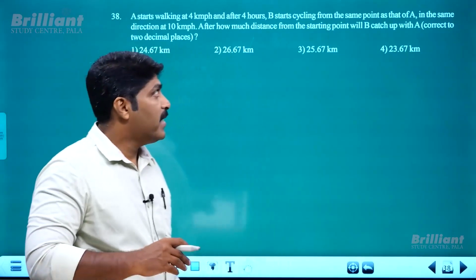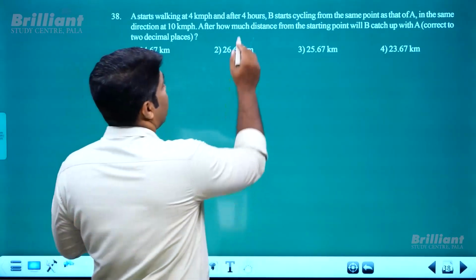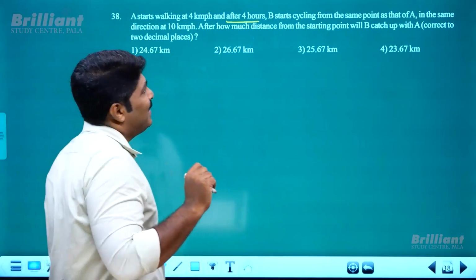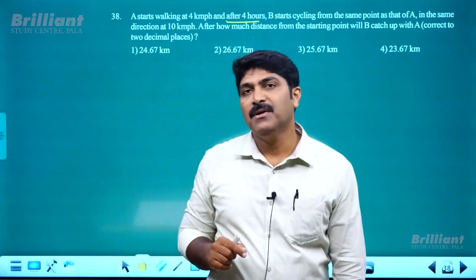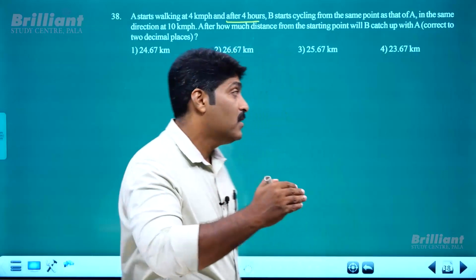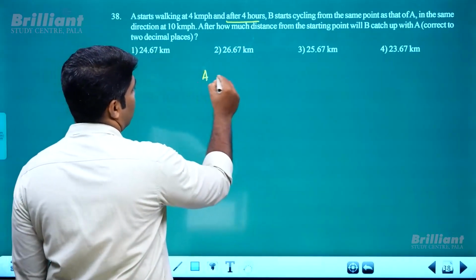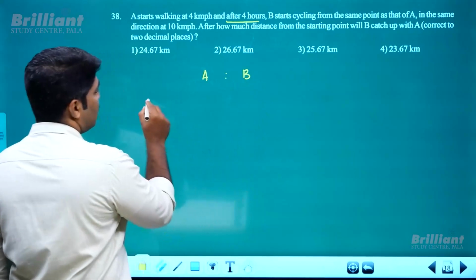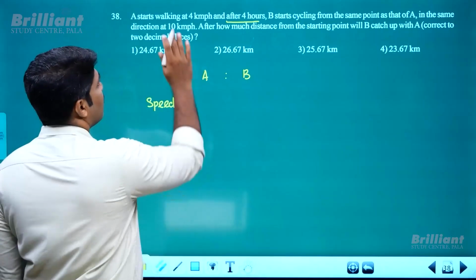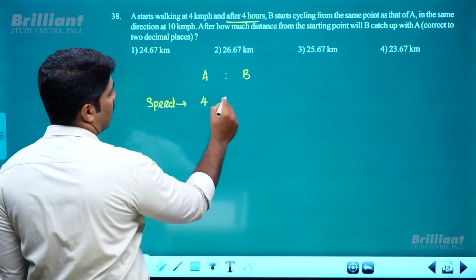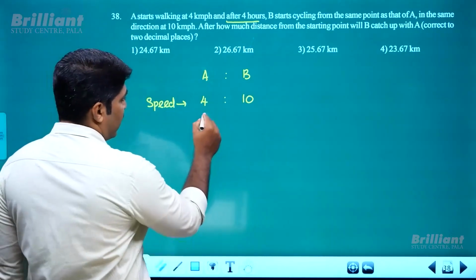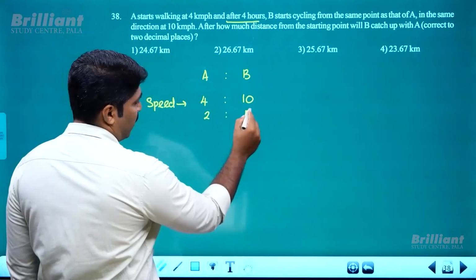Understand, here we are doing it with the basic concepts, that is, the time difference. Here the time difference is 4 hours. So that's a key point here. Then the logic we are applying is that the ratio of time is the inverse of the ratio of speed. So first of all, we consider A and B. What is the ratio of their speed? It is given that the speed of A is 4 km/h and the speed of B is 10 km/h. After simplification, we get 2:5.